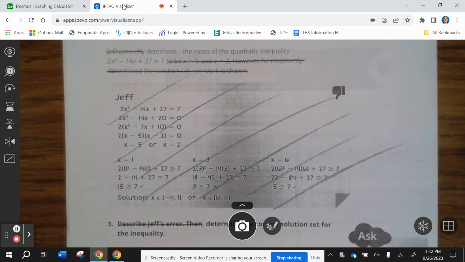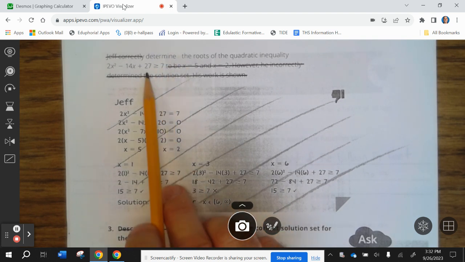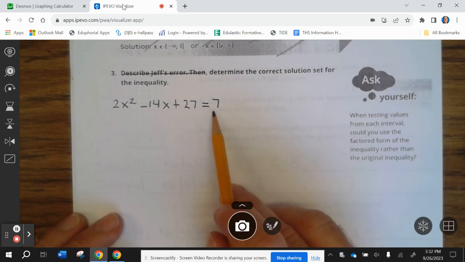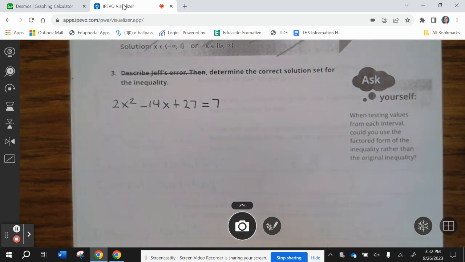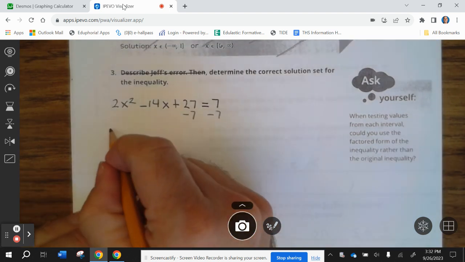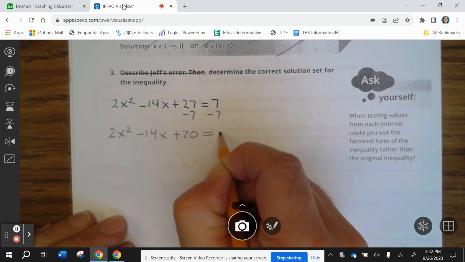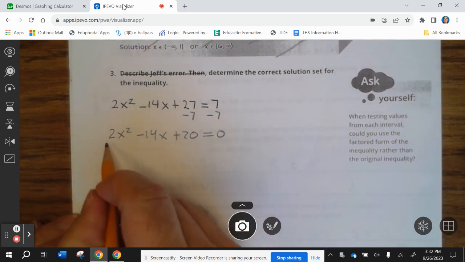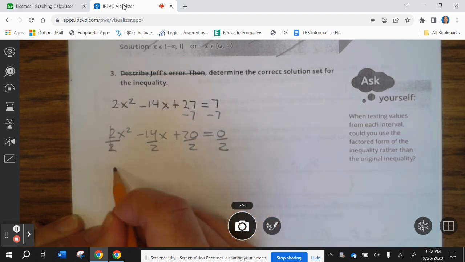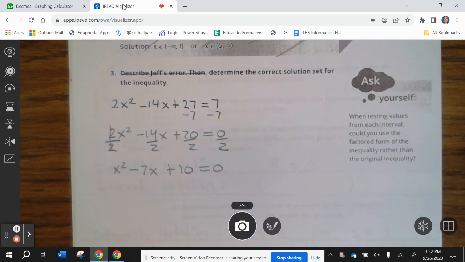All right, mark off this portion, but what I want to do is we're going to determine the roots of this inequality. Now to do that, first things first, we set it equal to the right side. And once we do that, we need to subtract 7 from both sides. So then you get 2x squared minus 14x plus 20 equal to 0. I noticed that I can divide every one of the numbers by 2, so let's do that. You get x squared minus 7x plus 10 equals 0.